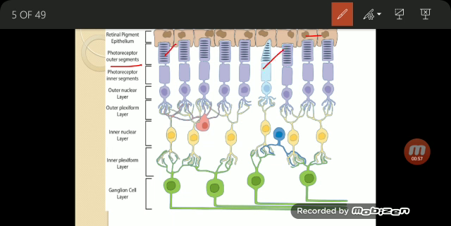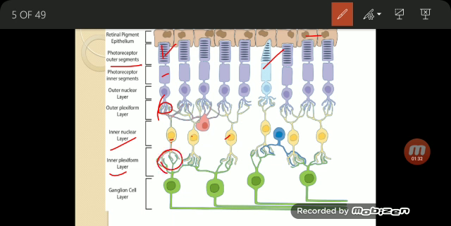You can see the outer plexiform layer in which the synaptic terminals of the rods and cones synapse with the dendrites of the bipolar cells. These are the bipolar cells which are present in the inner nuclear layer. And you can see the inner plexiform layer which has the synapses between the axons of the bipolar cells and dendrites of the ganglion cells. And the axons of the ganglion cell layer exit out as the optic nerve. These we have seen in the previous classes.